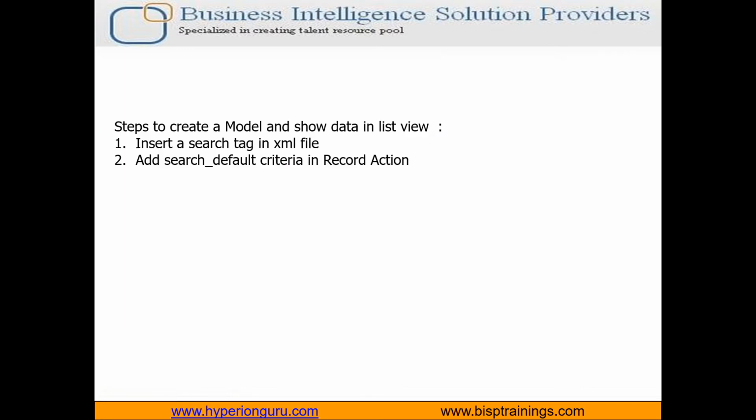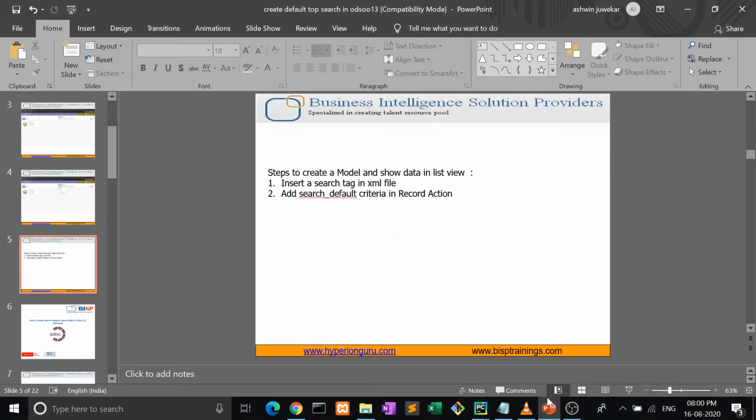First is to insert a search tag in the XML file. Another is to add a search default criteria in the record action. So let's see how it is done.